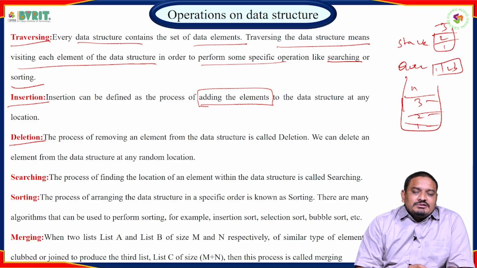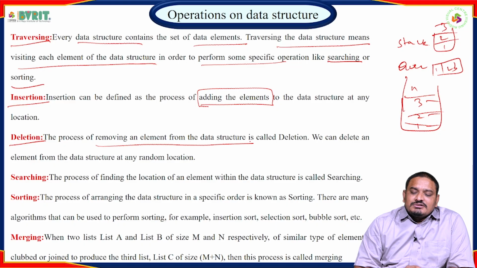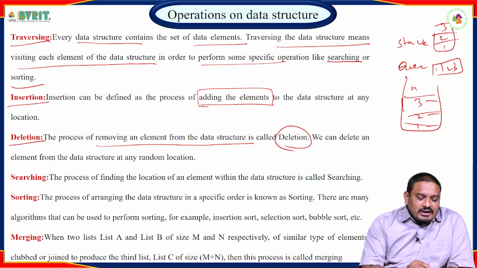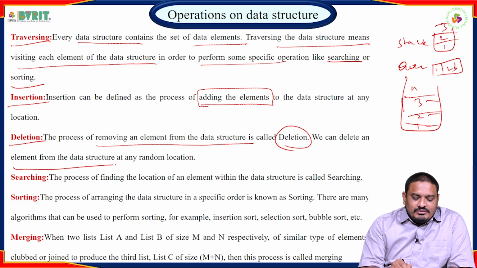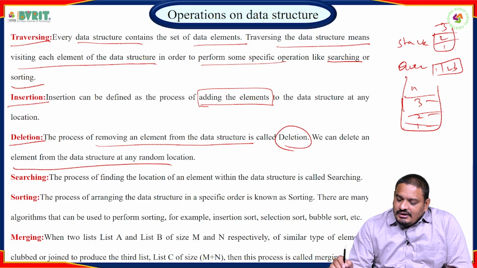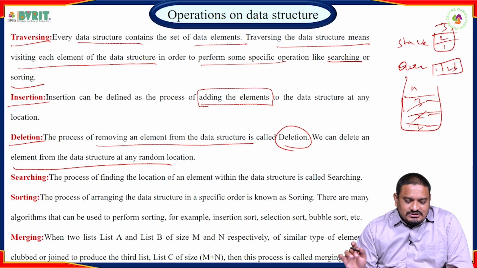Next one, deletion. Deletion means the process of removing an element from the data structure. Removing elements from the data structure is called deletion. We can delete an element from a random location, not only in sequence order. Any element can be picked from the data structure.